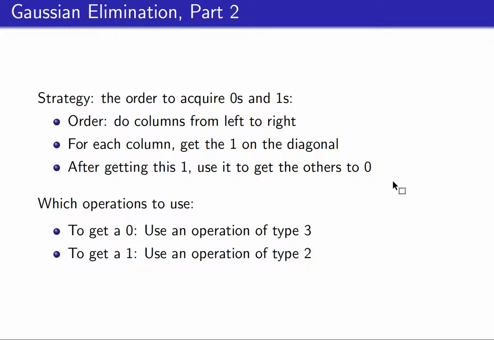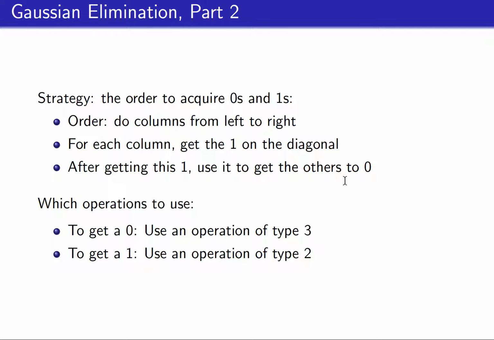And this is just a review here, which operations to use. Whenever I want a 0, I'm going to use an operation of type 3. That's add a multiple of one row to another. To get a 1, I'm going to use an operation of type 2, that is multiply a row by some number. So those are the operations I use whenever I want a 0 or a 1. When I say get a 1, I'm going to use this. When I say get the others to 0, I'm going to use operations of type 3. That's not going to change.